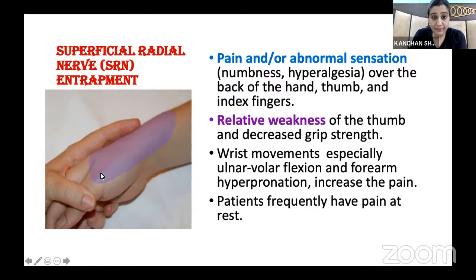You can have numbness because it's a sensory nerve, and you can have increased sensitivity to pain, that is hyperalgesia, over the back of the hand, thumb and index finger. Again, you will have relative weakness of the thumb because of pain; if the patient tries to grasp something, it is painful. So the patient will find it weak to hold something. So it's a relative weakness. There is no problem with any of the muscles over there, right? So keep this in your mind.